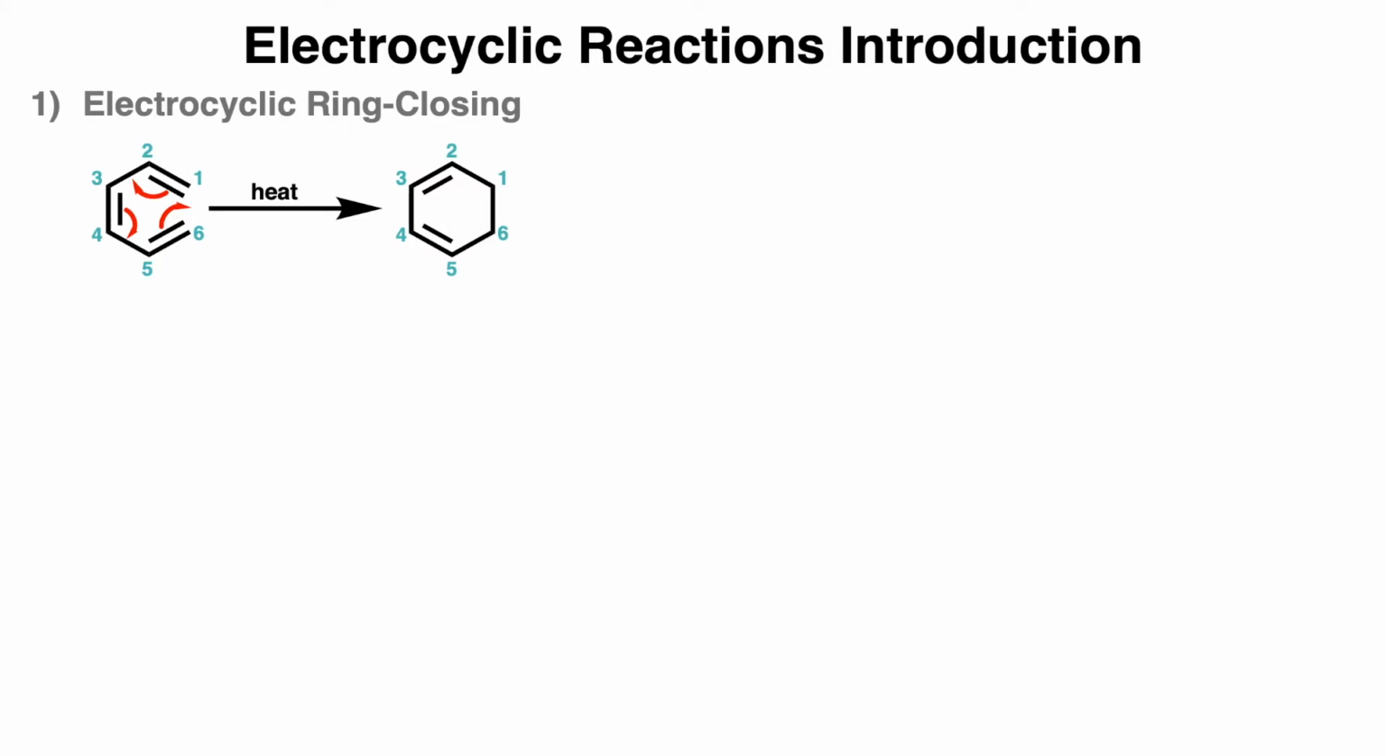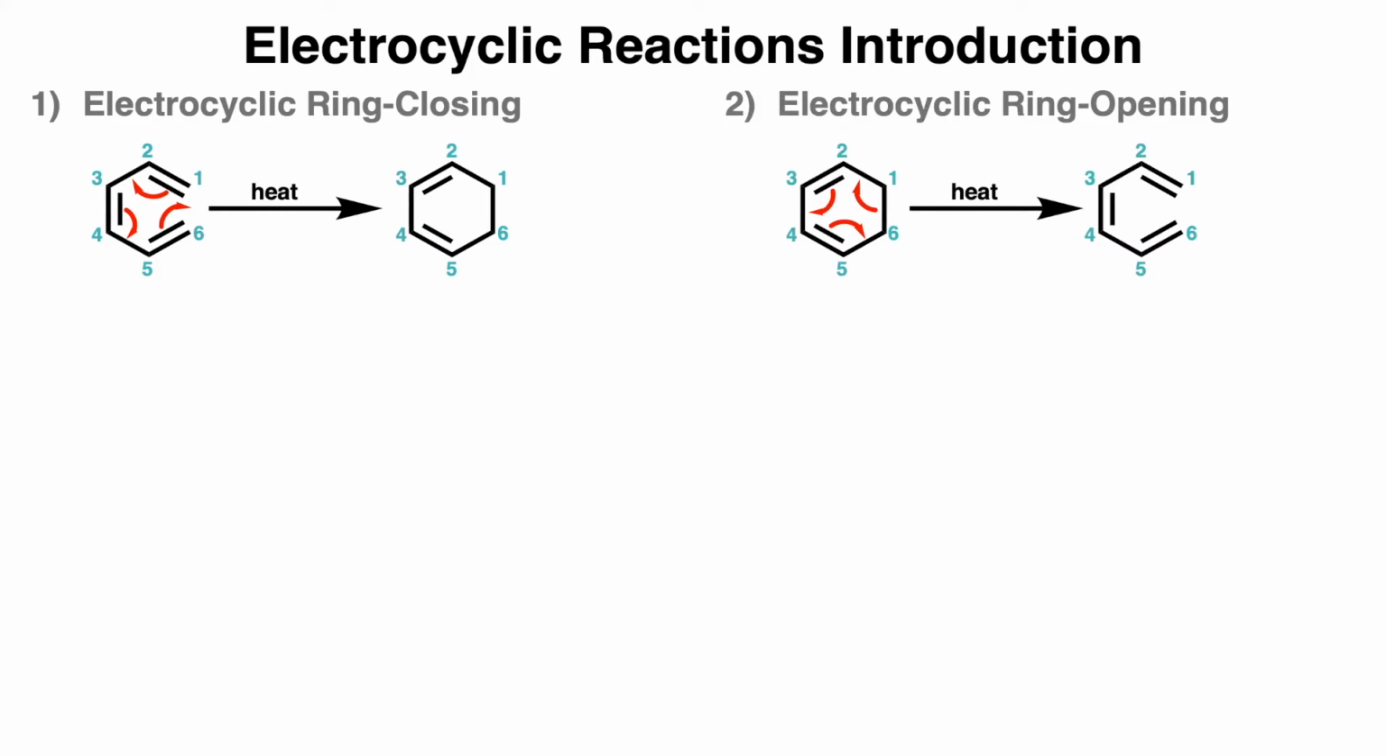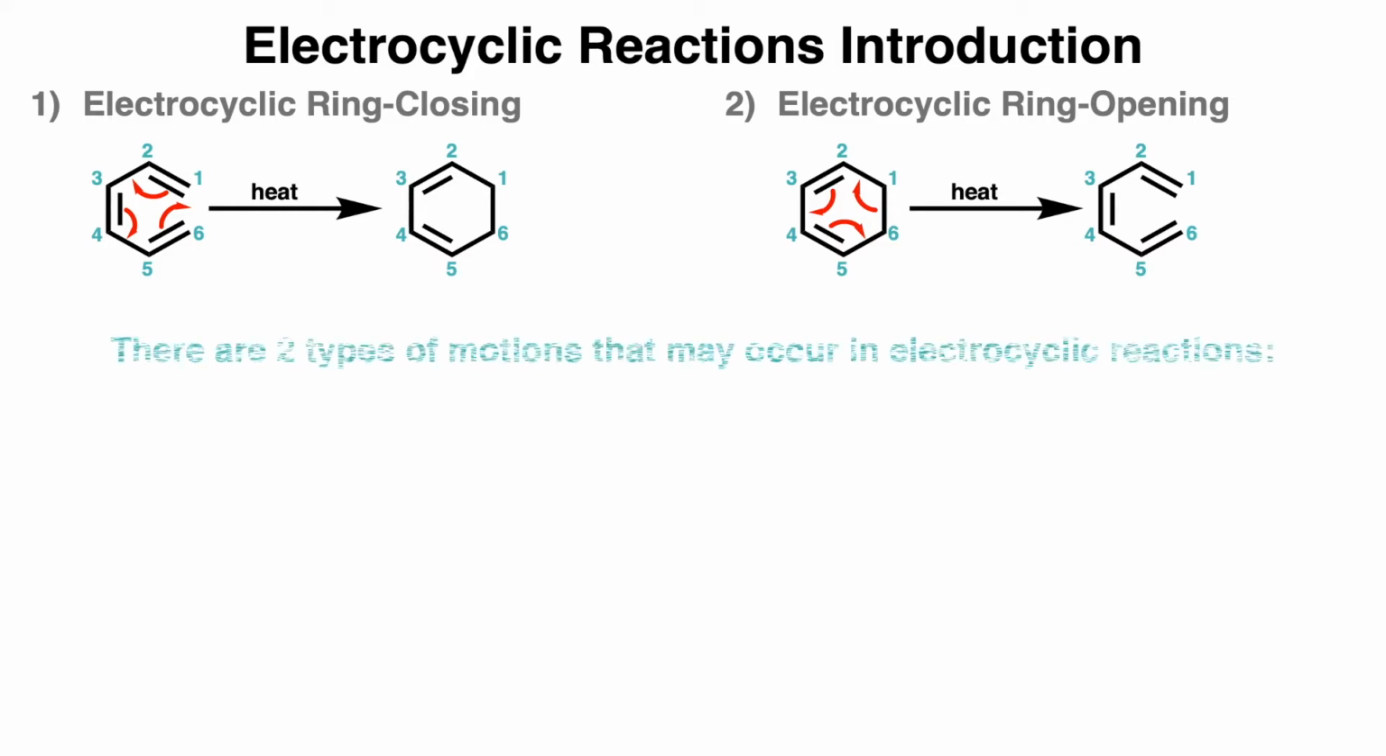Now, in the reverse fashion, an electrocyclic ring opening could occur where a sigma bond could break to form a new pi bond simultaneously while the other two pi bonds move one bond over. So, in order for a sigma bond to form in an electrocyclic ring closing reaction, there are two types of motions that may occur.